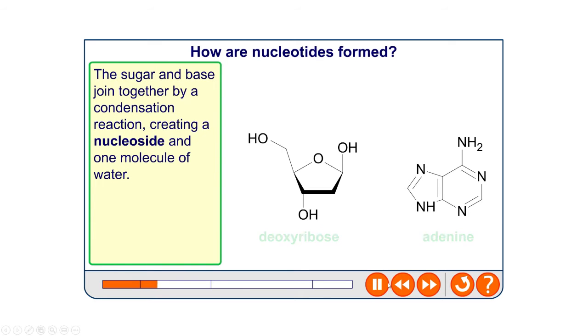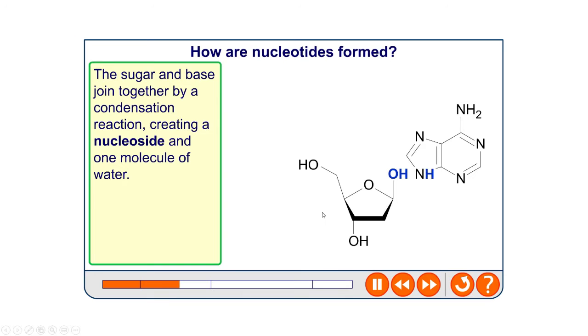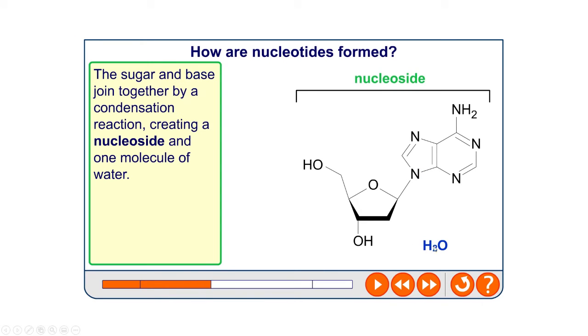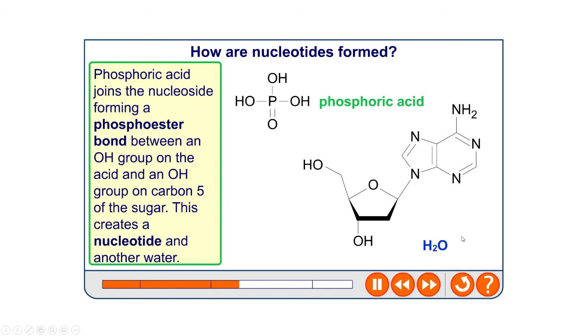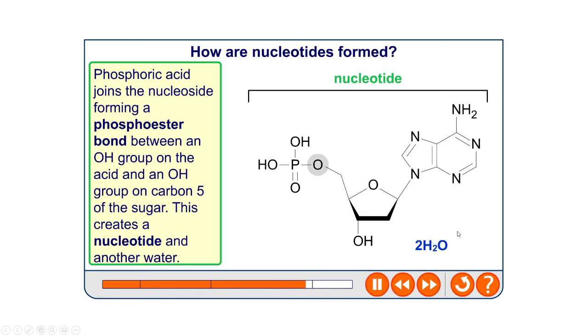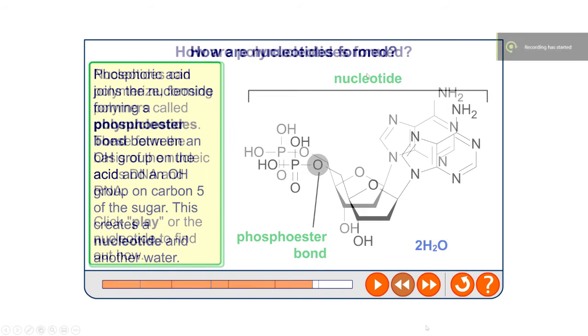To make the nucleotide, the sugar and the base join together by a condensation reaction. That creates a nucleoside and one molecule of water as part of the condensation reaction. Then phosphoric acid will join the nucleoside, forming a phosphoester bond between the OH group and an OH group on the carbon 5 of the sugar. That creates another water molecule, which forms the whole nucleotide.